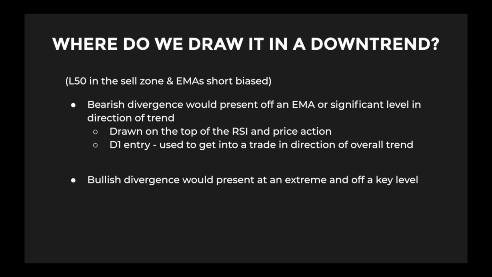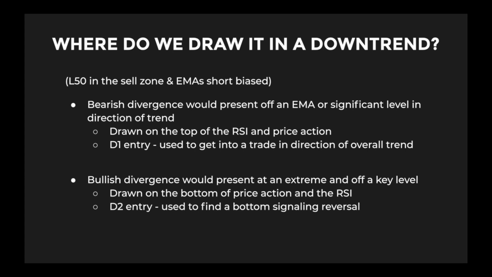And again, compare this to bullish divergence, which would present at an extreme and off a key level. And this is going to be known as our D2 entry. This is drawn on the bottom of price action and the bottom of the RSI, showing you a rising RSI calling, in theory, air quotes, calling the bottom of your downtrend. And you're going to be able to call that by using the higher time frames like I'm going to show you in chapter 3.